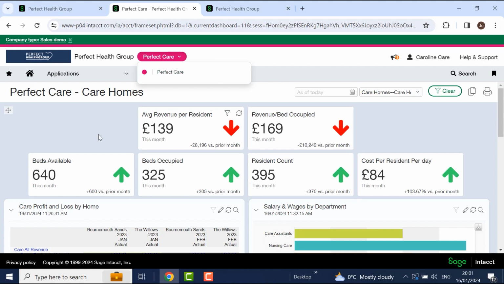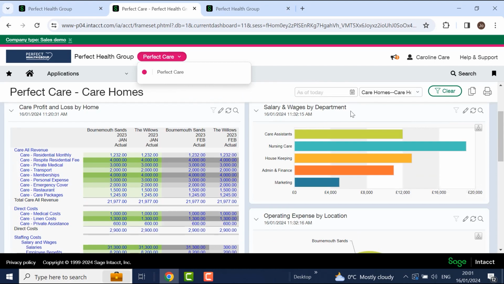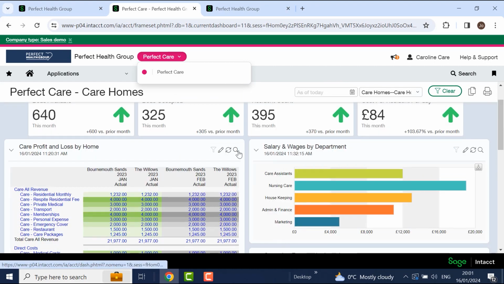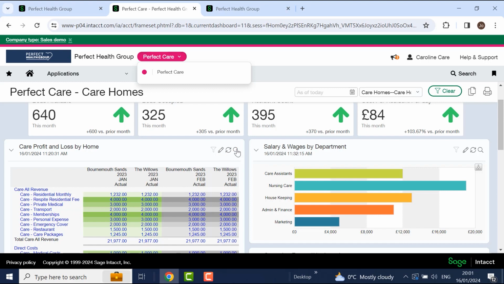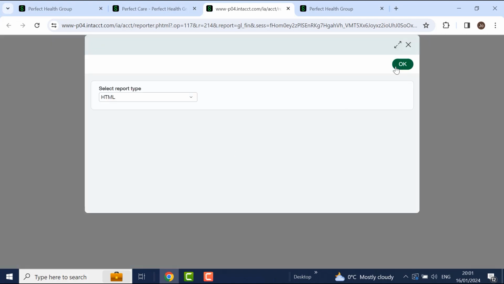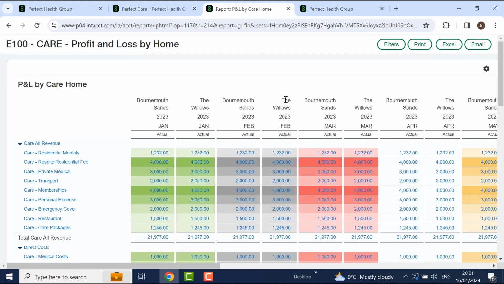We can also see some care home specific key performance indicators such as average revenue per resident, revenue per occupied bed, beds available, beds occupied, the resident count, and more importantly, the cost per resident per day. We can also see wages and salaries by department and contrast that against care assistance or nursing care. We can also see a profit and loss. Now this is on the dashboard. I can make this a full view if I want to by just clicking on the magnifying glass. Once I've done that, I will see that on a full screen.